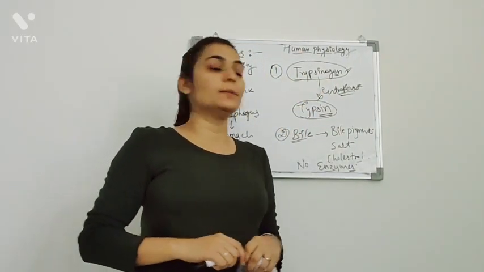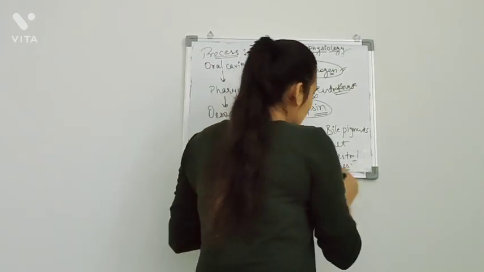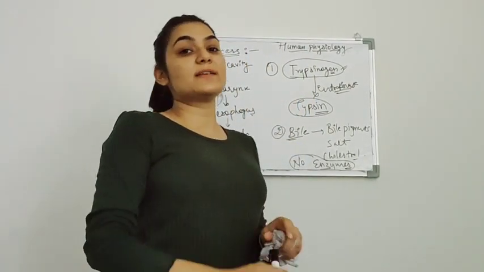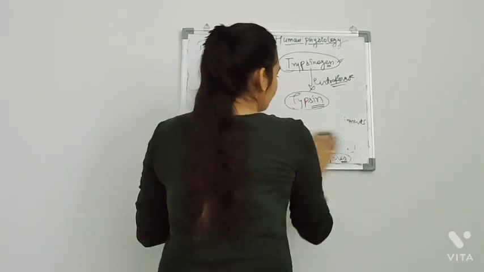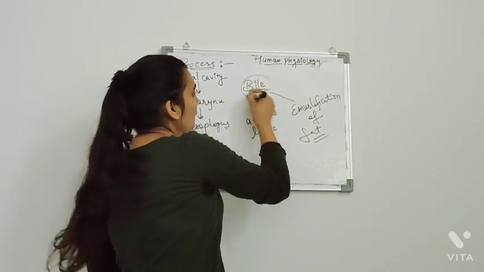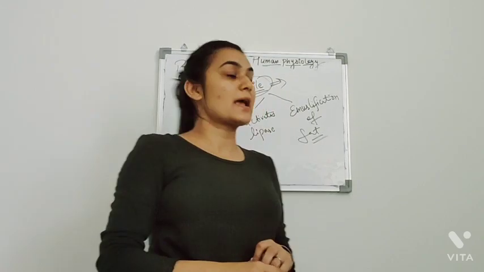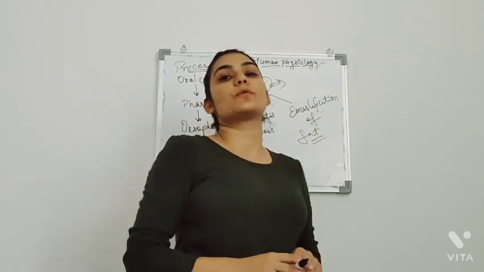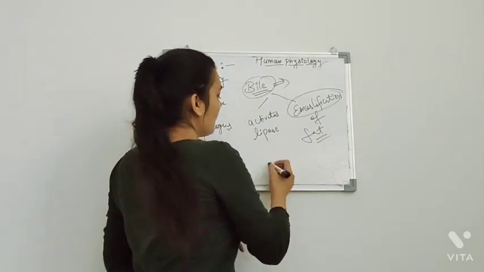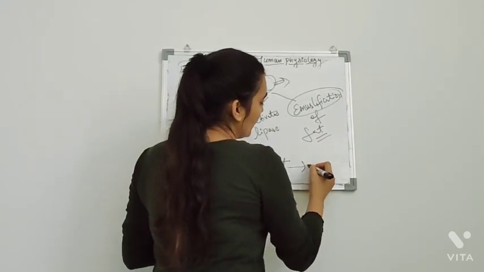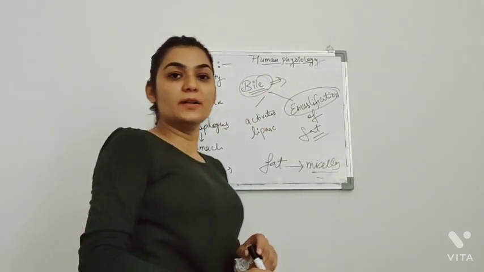Bile has the two bile pigments, bilirubin and biliverdin, the bile salts and the cholesterol. But the main important thing is that there is no enzyme present in the bile. After that, bile has two functions. What are the two functions? First, it activates the lipase enzyme, and second, the emulsification of the fat. What is emulsification? Emulsification is when the fat breaks down into small micelles.